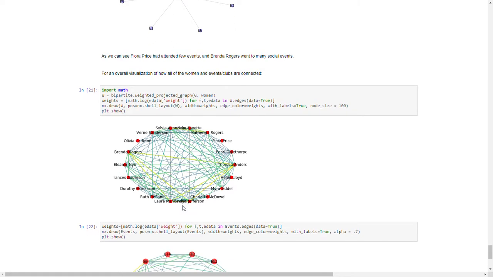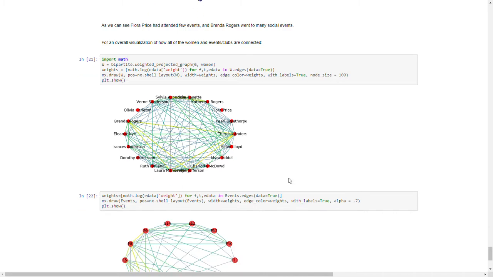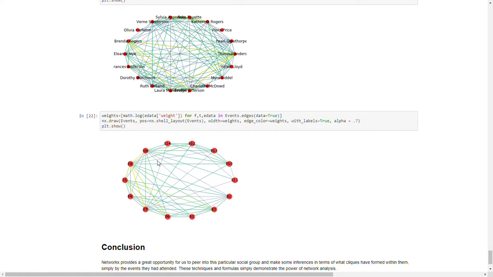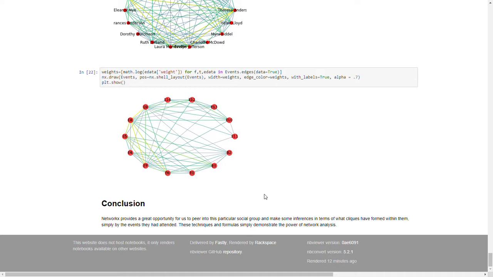So once again, doing this visualization of the weights, we can see how some of the women are connected. There are much stronger connections between some of these groups and some of these cliques than others. Here again, we do this for the events. So overall, NetworkX provides a really interesting opportunity, and this network also provides a really interesting opportunity to take a look at and make some inferences about cliques and the events attended. These techniques basically show us how powerful a network analysis can be.